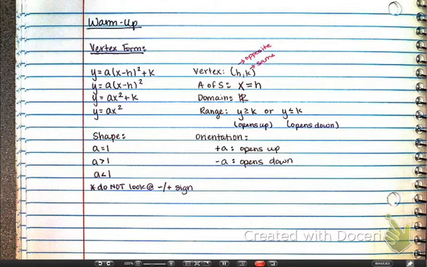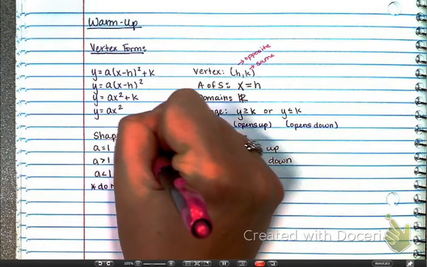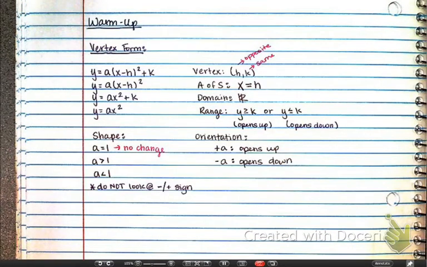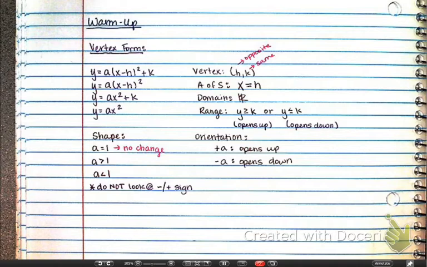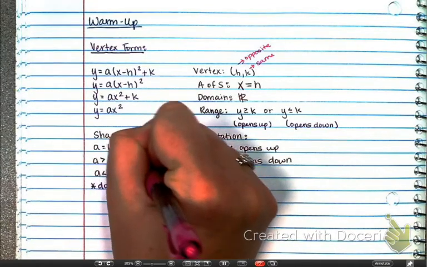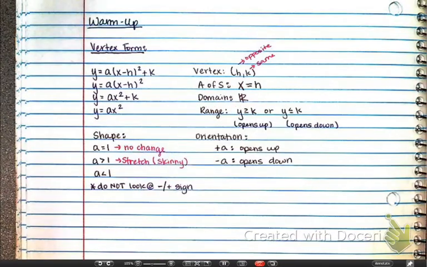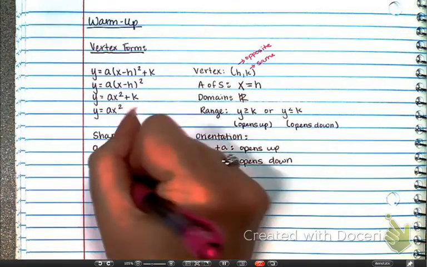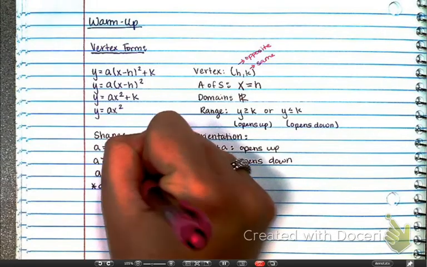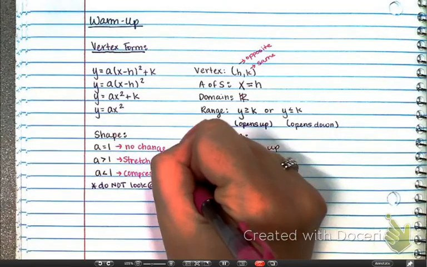So when A equals 1, what happens? No change. When A is greater than 1, what happens when A is greater than 1? It's a stretch, which means what? Okay, so it gets skinny. And when A is less than 1, it's a compression, which means it gets wider.